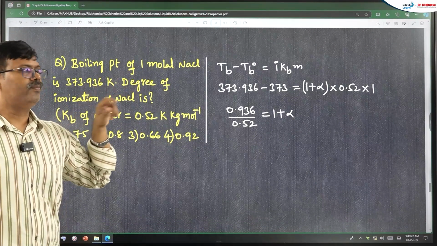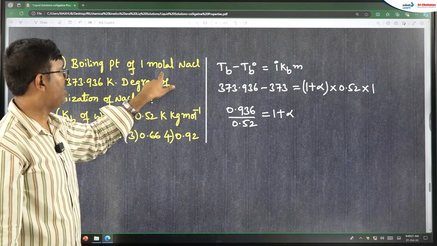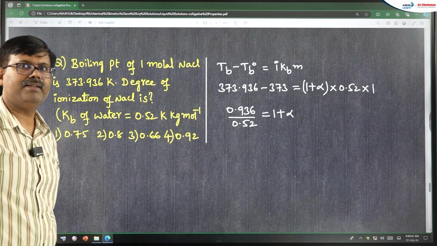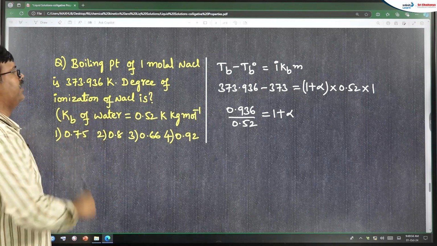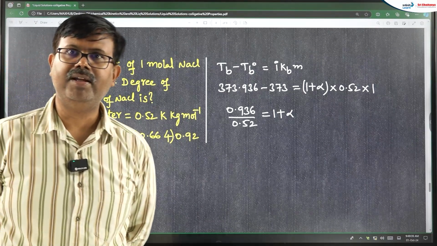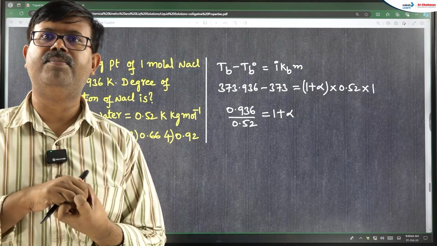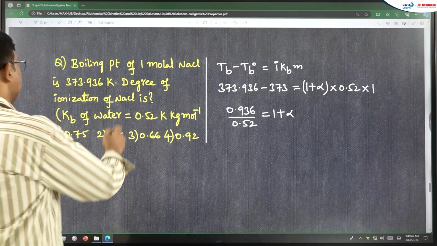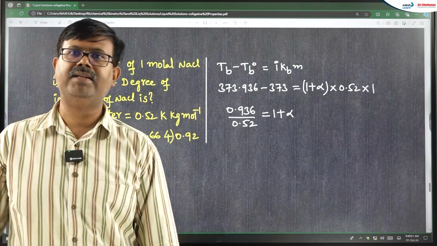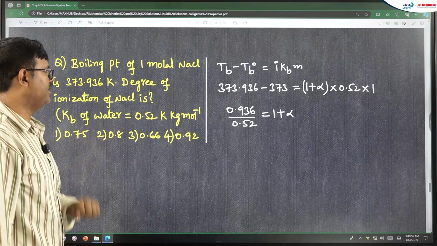Boiling point of 1 molal, meaning molality, NaCl solution is 373.936. This is the boiling point. Boiling point of what? Boiling point of water only, the solvent, but in the case of a solution where NaCl is already present in it. What is the degree of ionization of NaCl? Alpha they are asking, degree of ionization. Kb of water is given and we have to select the right option.